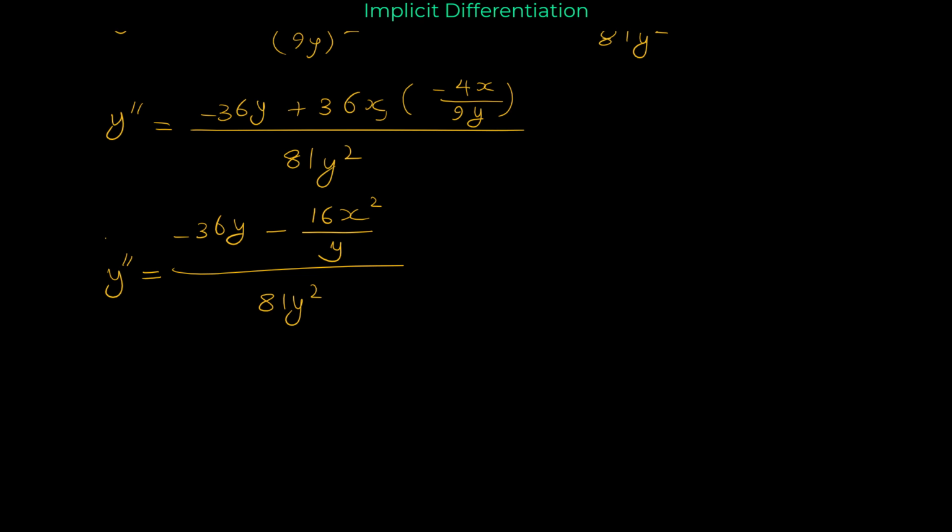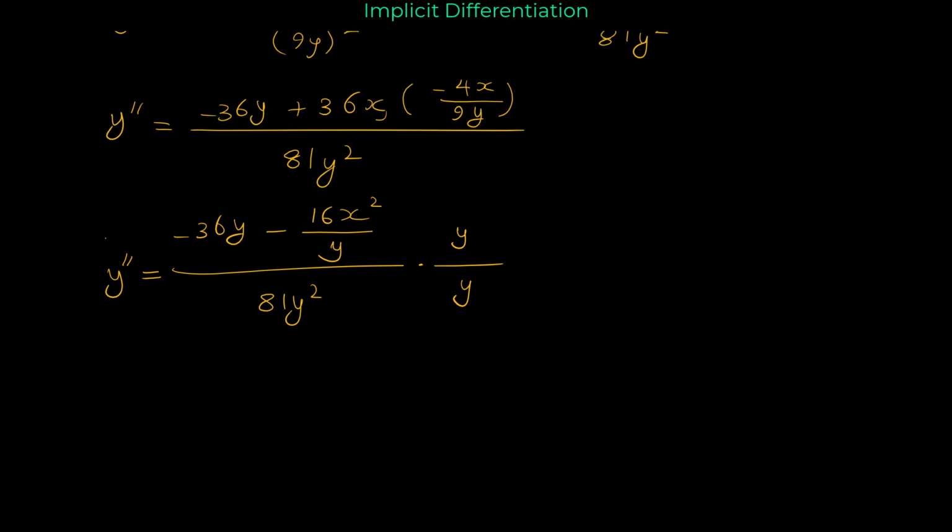Now for simplifying this numerator here, you can do a common denominator between this fraction and this term. But the better way for simplifying the numerator is to multiply numerator and denominator by y. By doing so, you can get rid of this denominator here. This is better than doing a common denominator in the numerator.